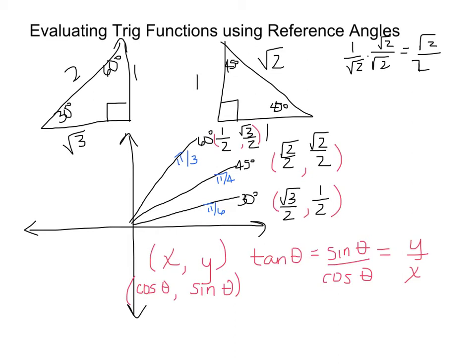So those are the coordinates. And the good thing about these, the 30, the 45, the 60, these are reference angles that we're going to use to help us find exact values of any of the other angles, in degrees or radians, in our other 3 quadrants. So for example, here we have sine 135.